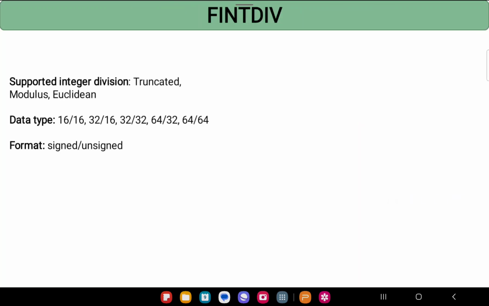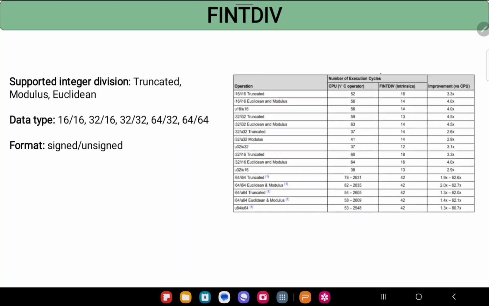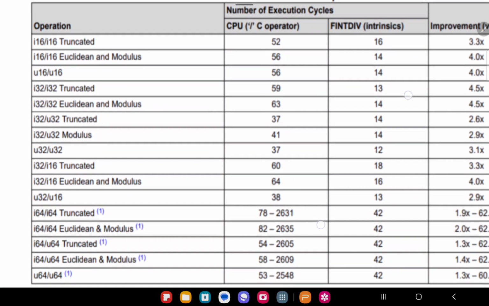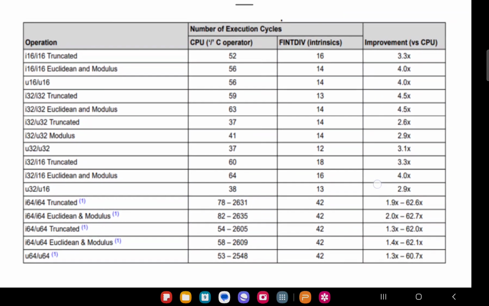Further, it has fast integer division, and the supported integer divisions are truncated, modulus, and Euclidean. And the data types will be 16 by 16, 32 by 16, 32 by 32, 64 by 32, 64 by 64, and the format will be signed and unsigned. So this is the basic table, as you can see here.